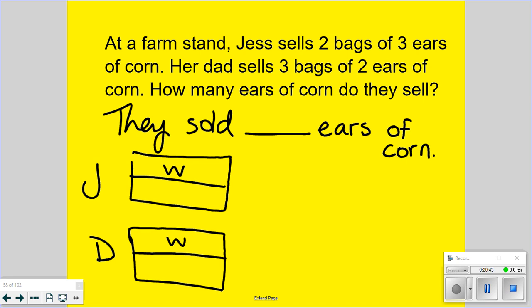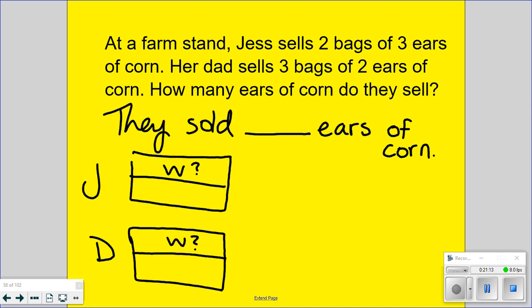Mackenzie, what am I counting? How many ears of corn? Do I know the total amount of ears of corn? No. Do I know it for Jess? No. Do I know it for dad? No. I don't know either of them. Let's talk about Jess first. What's going on with Jess? Jess sells 2 bags of 3 ears of corn.